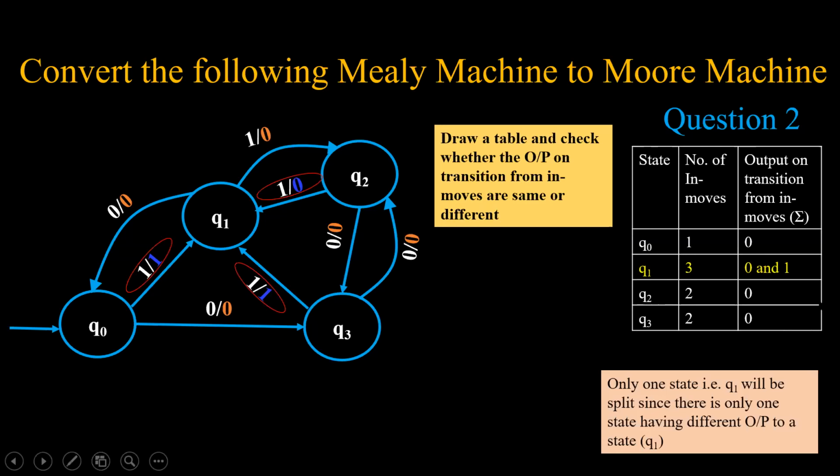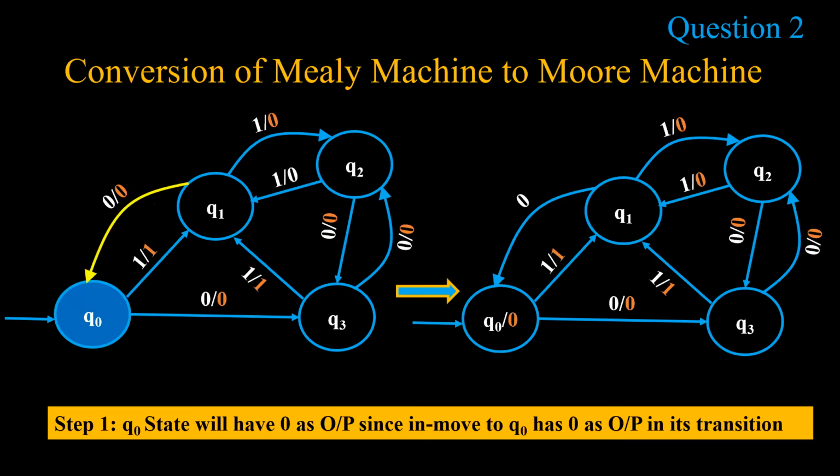So if we see this table, this clearly indicates that Q1 has three in moves. Among them, two are on 1, one is on 0. So we need to split this state. But before we split this Q1 state, we will try to complete all the other states which do not need any splitting. First we will take into consideration Q0, and the same process which was followed in the previous example will be followed. From the transition, the output will be picked up and put within the state. This is completed for Q0.